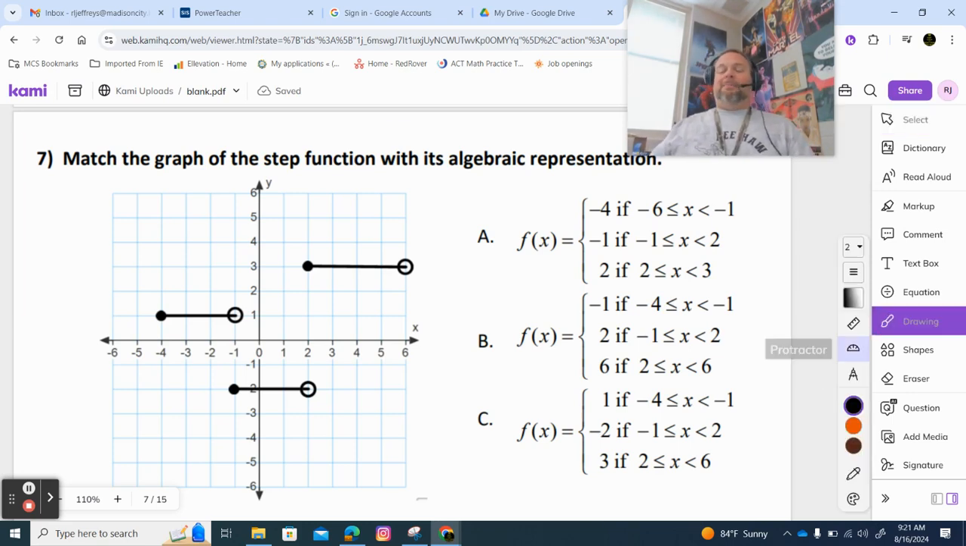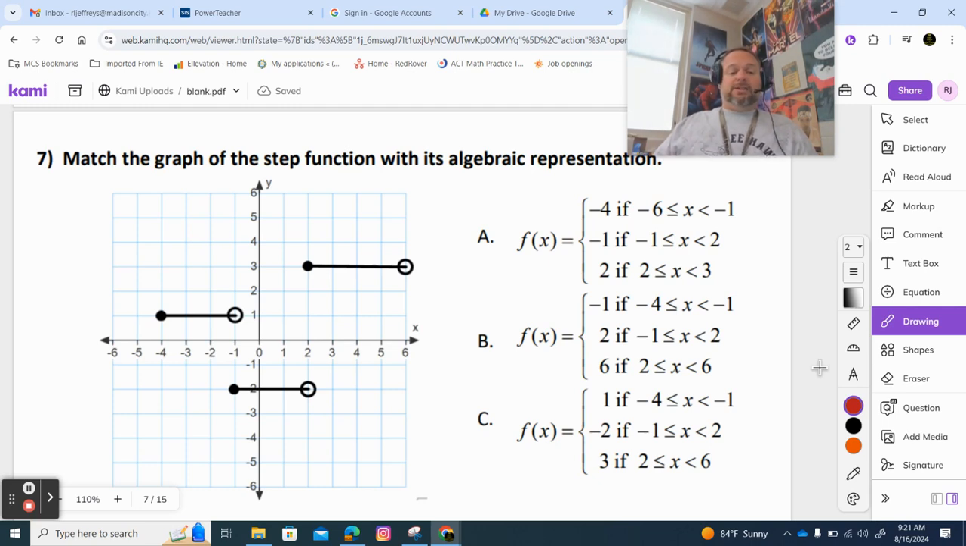Okay, now this is actually how, voice crack. I wish my voice would just pick an octave and stay there. All right, this is how it's going to be on the test. You're going to have one graph. You're going to have three choices. You pick one choice.